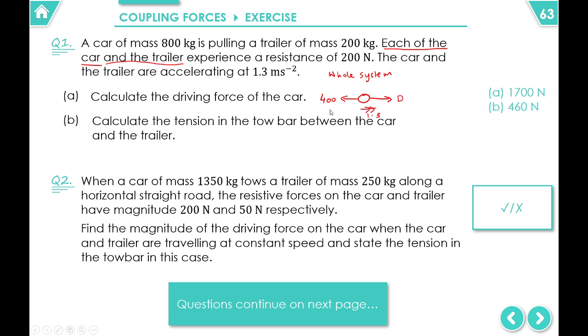Okay, I think a few people have been caught out on question 1, just by the way it's worded. So something to look out for. It says each of the car and the trailer experience a resistance of 200. So there's a resistance of 200 on the car, and there's a resistance of 200 on the trailer. So I've just done a little sketch of a diagram that I would use for part A here. The resistive force on the whole system is 400. So if you do that, that might be where the 1700 comes from.